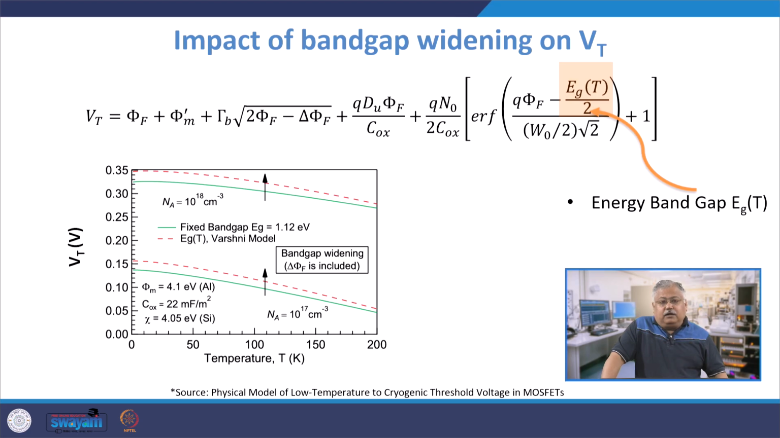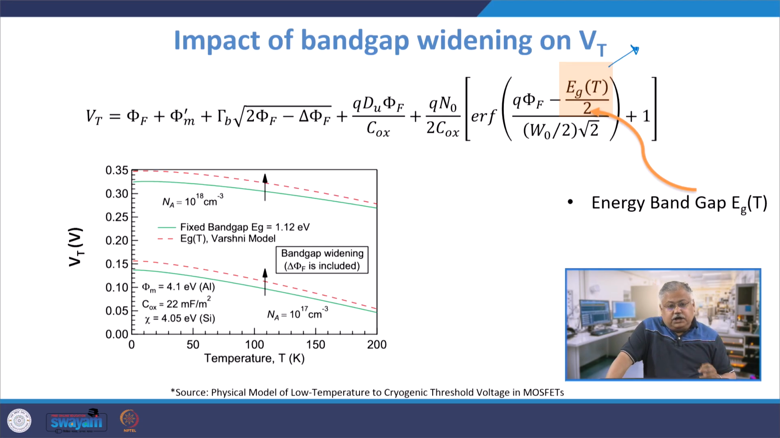Now, let us look at the impact of band gap widening on threshold voltage. We have seen it, and the left hand side is the graph which shows it. So, if you see, this is Eg by 2, right? This is the band gap which you see. Now, there are two curves here, the green one and a dotted red curve, right? The green one is assuming that it is a fixed band gap energy. Let us suppose for silicon 1.12 electron volt is there, and this is fixed. So, as you reduce your temperature, the threshold voltage goes on rising, as we have seen in our previous slide as well.